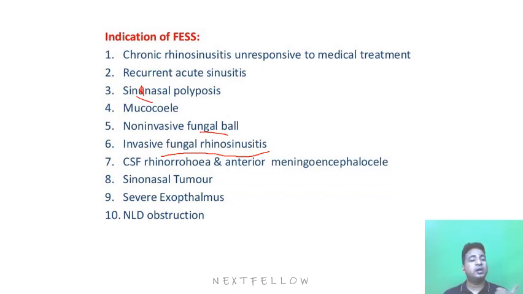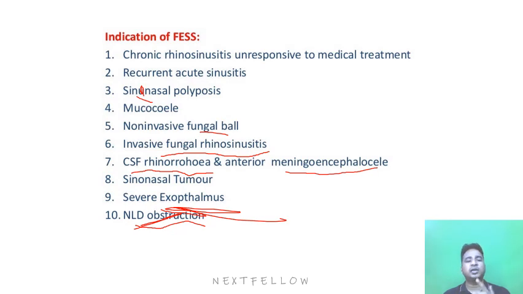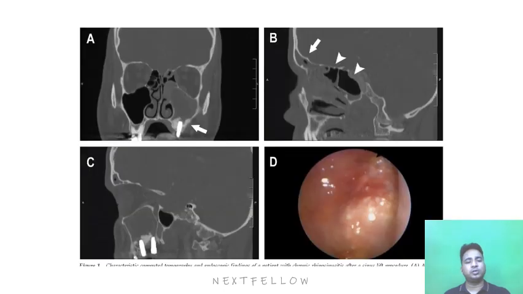So invasive fungal sinusitis, non-invasive fungal sinusitis, and another indication is to repair CSF rhinorrhea. We can use FESS surgery by means of the endoscope to repair the CSF leakage site, and also for treatment of meningoencephalocele, sinus tumors like tumors of the maxillary sinus and ethmoidal sinus, severe exophthalmos, optic nerve decompression, or nasolacrimal duct obstruction leading to chronic dacryocystitis. In patients with chronic dacryocystitis, we can do the endoscopic approach and treat the nasolacrimal duct obstruction.